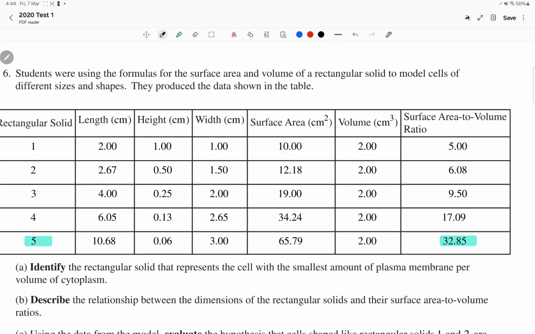Identify the rectangular solid that represents the cell with the smallest amount of plasma membrane per volume. So what does this mean? It means the least surface area to volume ratio. That's what it means. The first one. Yep.